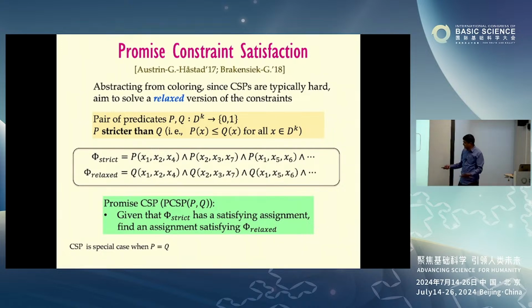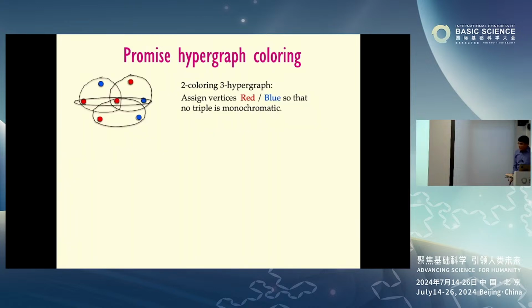Yes, no, but it's a little bit nicer when we do this. Let me give you an example, and then again I'll go back to that red blue colors so that no hyperedge is more problematic. That was so you can't do that.